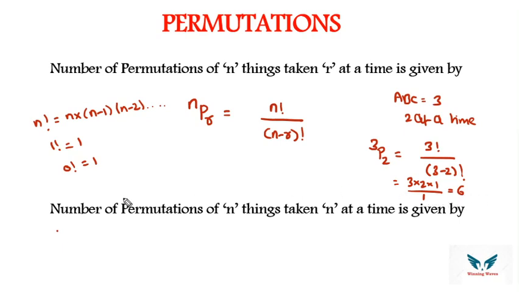And if I take you to the second formula, number of permutations of n things taken n at a time. So total n things, taking all the n things. We can say nPn.